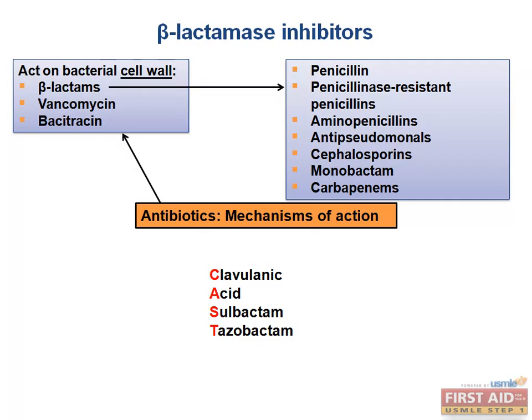So, beta-lactamase inhibitors. We've already mentioned clavulanic acid, which is used with aminopenicillins to help overcome beta-lactamases. Others are sulbactam and tazobactam. Remember, CAST is the mnemonic for the beta-lactamase inhibitors: clavulanic acid, sulbactam, and tazobactam. You don't actually need to know which beta-lactamase inhibitor is used with which specific penicillin, but know these names so that you know that it is a beta-lactamase inhibitor when it is mentioned.